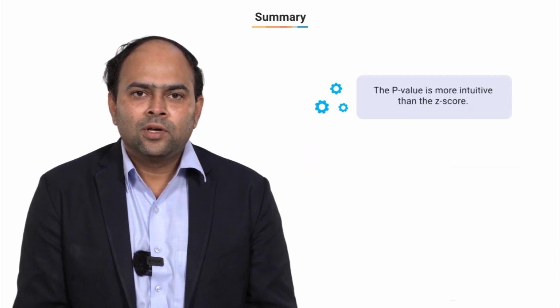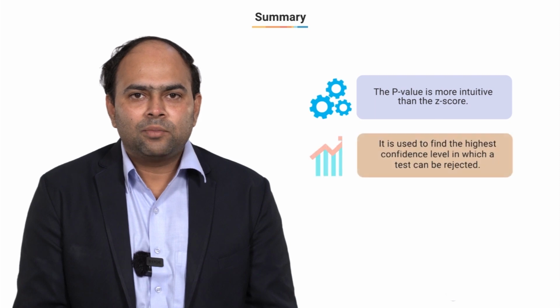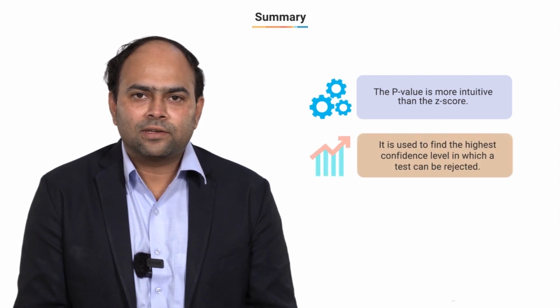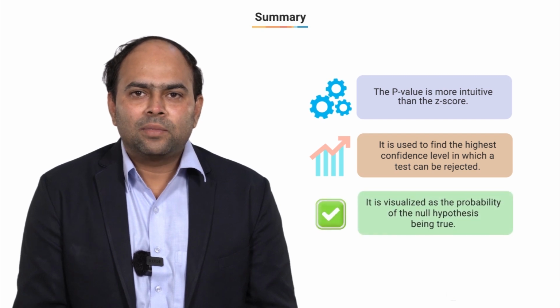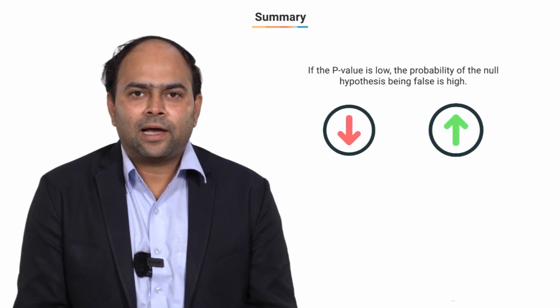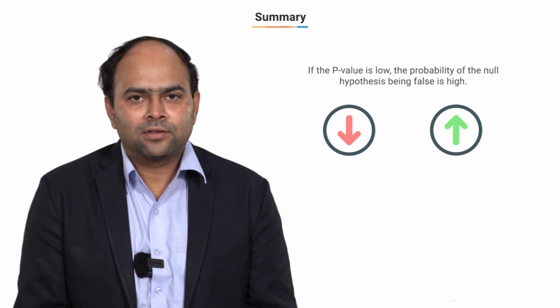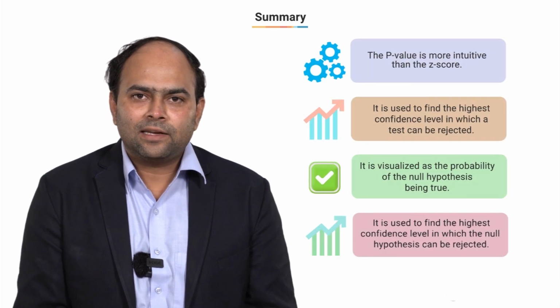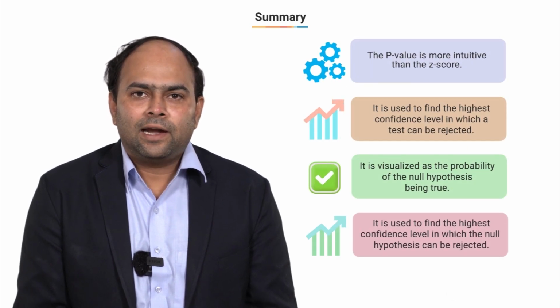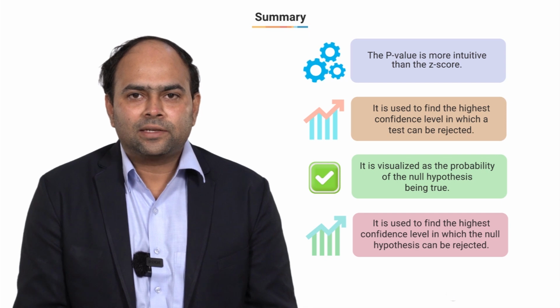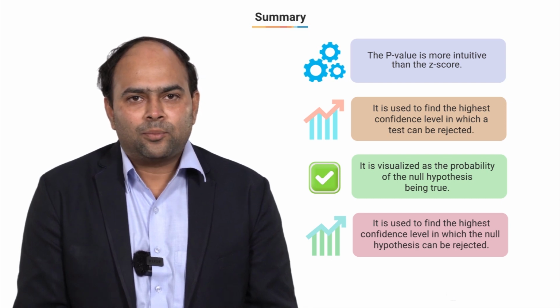You then saw another measure known as the p-value, which is more intuitive than the z-score and can be used directly to find the highest confidence level at which the test can be rejected. You learned the p-value can be easily visualized as the probability of the null hypothesis being true, and thus a lower p-value means a higher chance of the null being false. The p-value can be used to directly find out the confidence levels at which the null hypothesis can be rejected, and now we know the basis of hypothesis testing.